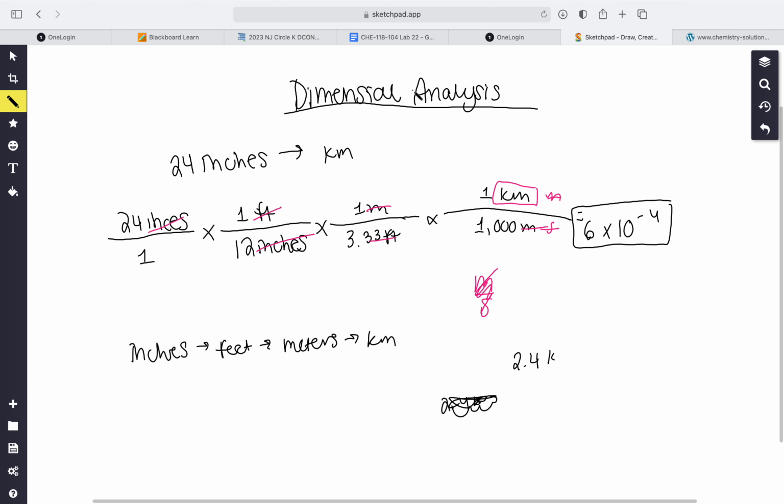Let me just ask my Amazon device to confirm that. Alexa, how many kilometers are in 24 inches? 24 inches is 0.0006 kilometers.